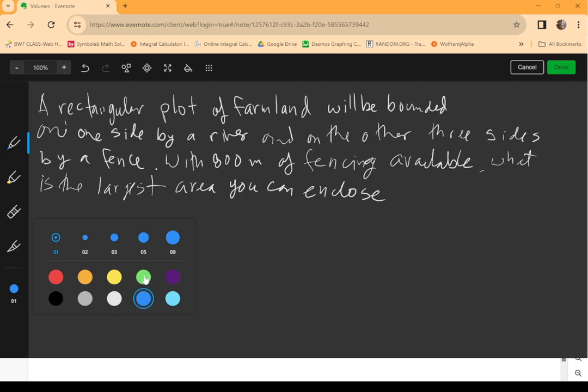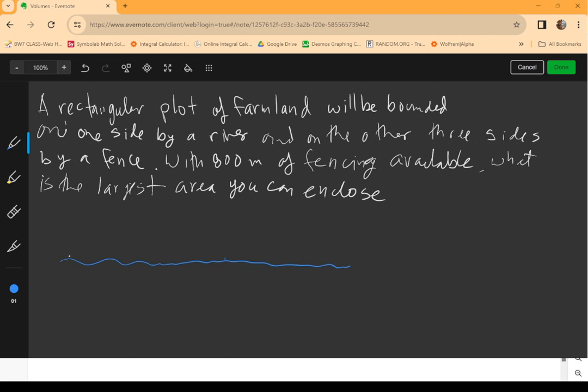So the idea here is that we have a river here, and I'm going to use the fence to get a plot of land across here. Now it's up to me how I would like to do this. Do I want to do it like this? Let's assume that that's a rectangle here. Do I want to do it like this or somewhere in between? Let's say that this is 100 meters, this is 600 meters, 100 meters.